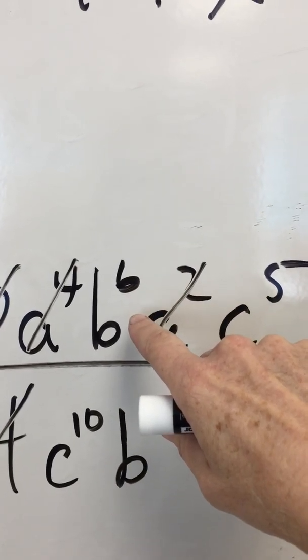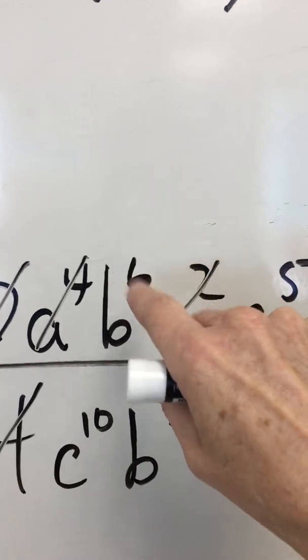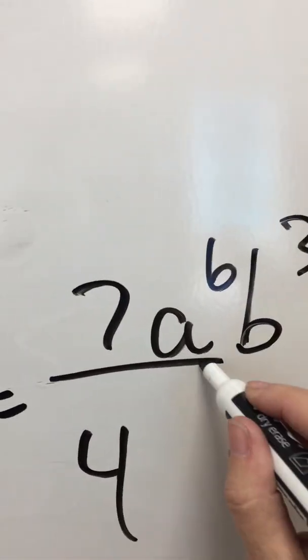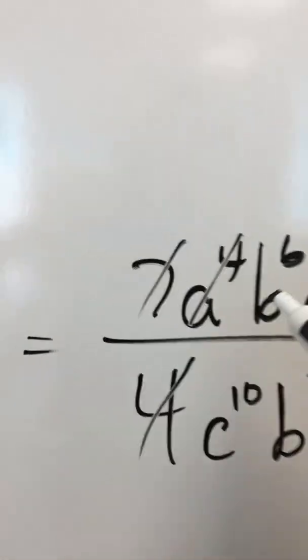So how many are left over? 3. And where are the leftovers? They're on top because there were more to start with. So I have a B3 on top in my final answer. And then, so the B's are now done.